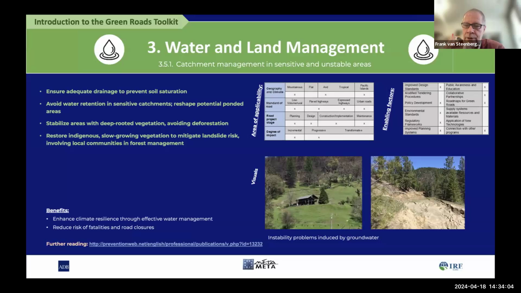Rather, we should also stabilize these areas with deep-rooted vegetation, and restore at the same time the indigenous slow-growing vegetation to mitigate the landslide risk. So there's a lot of landscape measures in this case to increase the stability of the road, and this is ever more important with changing rainfall patterns.